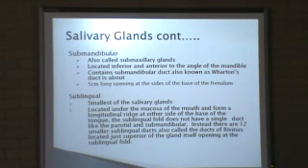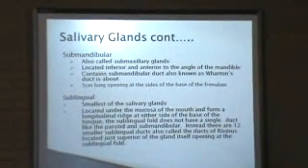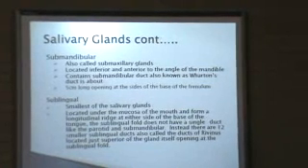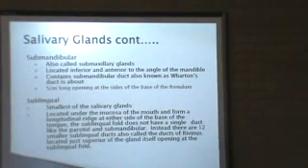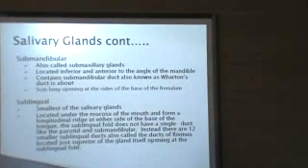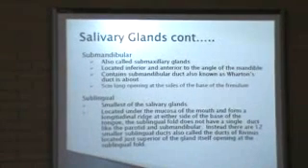Submandibular, also called submaxillary glands, located inferior and anterior to the angle of the mandible. It contains a submandibular duct, which is also known as the Wharton's duct, slightly smaller than the parotid. It's only about 5 centimeters long. And it opens up at the side of the base of the frenulum. The third pair of salivary glands is called sublingual. It's the smallest of the three pairs. It's located basically underneath the tongue, under the mucosa of the mouth.